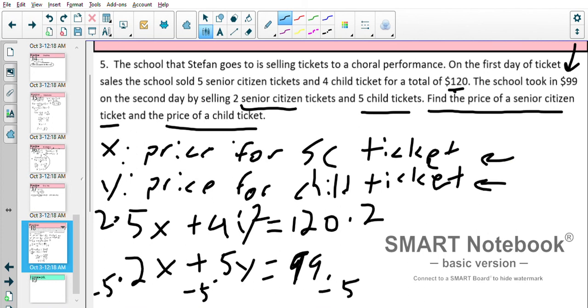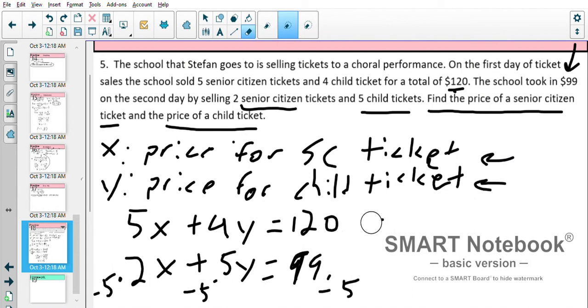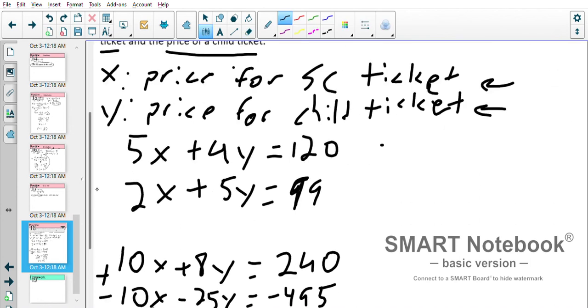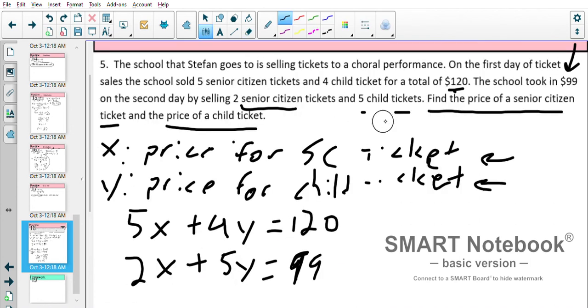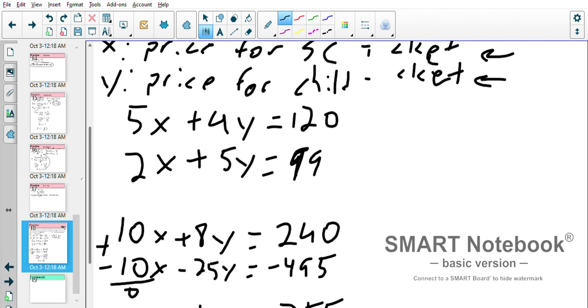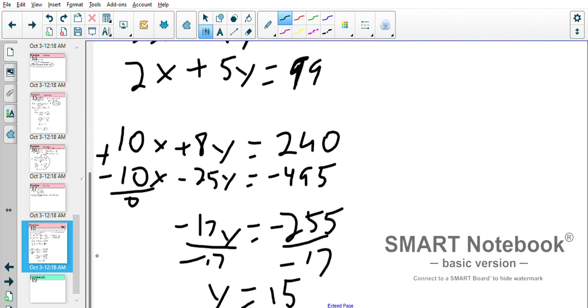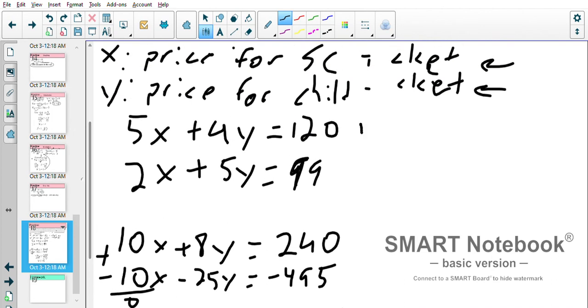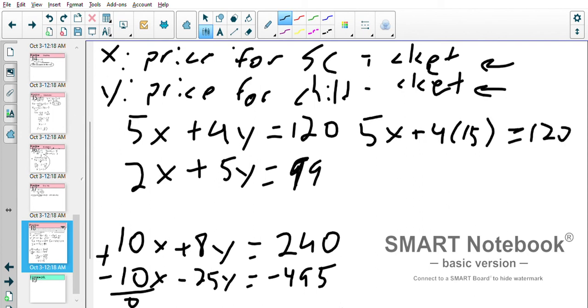All right, from here we need to plug it back into one of our original equations. So let me clean this equation up a little bit. And we could use either one. I'm going to go ahead and plug it in the top. They look about the same to me. So putting it in the top, we end up with 5. Oopsie there. All right, our y value is 15, so we end up with 5x plus 4 times 15 equals 120.